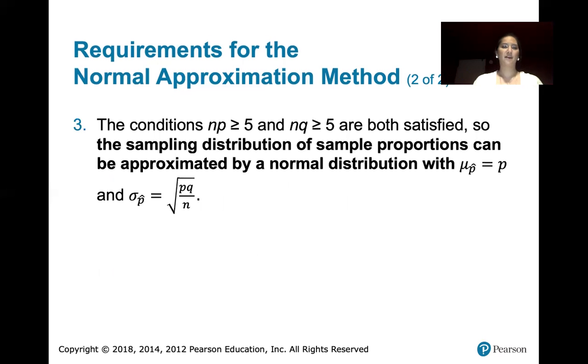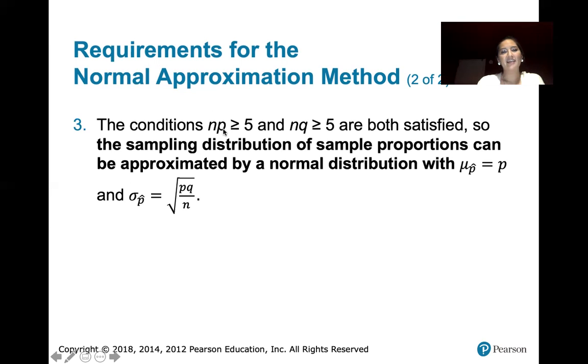And then the last requirement is that n times p must be greater than or equal to 5, and n times q must be greater than or equal to 5. Now, on the surface, it looks like that's not particularly meaningful, but remember, n is our sample size, or the number of trials, and p is the probability of success in one trial, provided that the null hypothesis is true. So if I'm taking the number of trials and multiplying by the probability of success in one trial, that's giving us the number of successes.